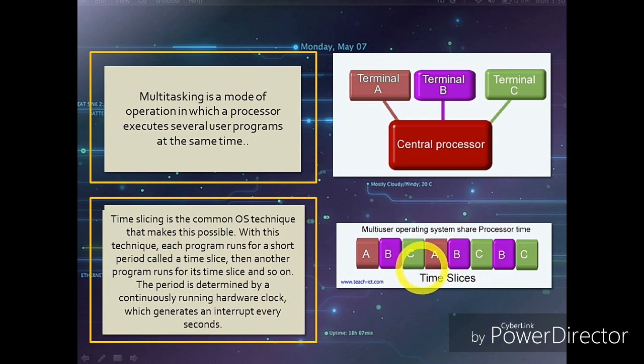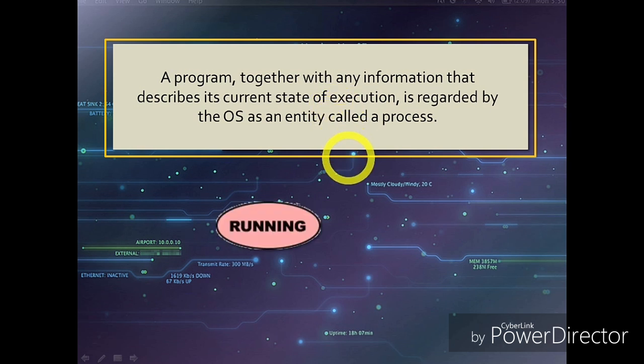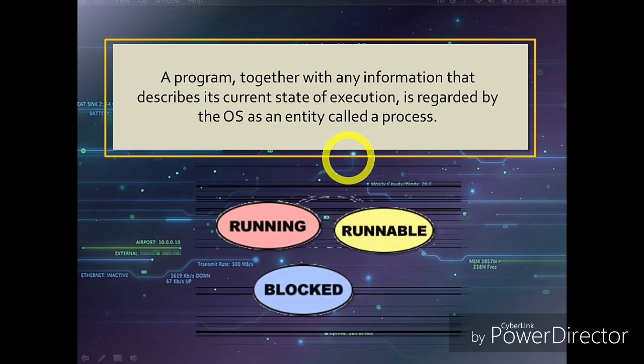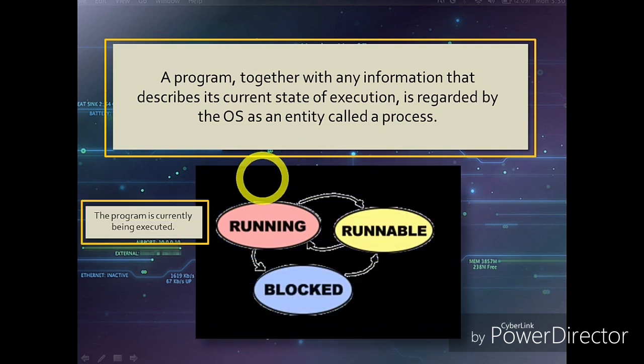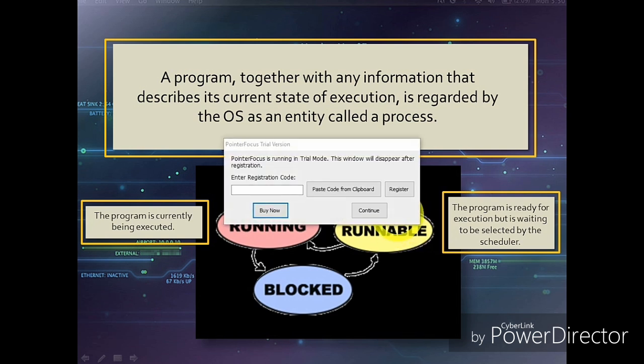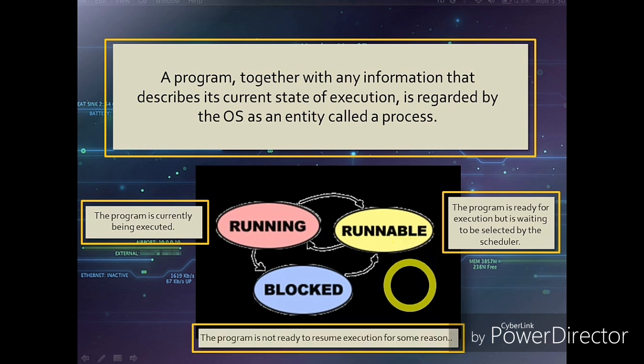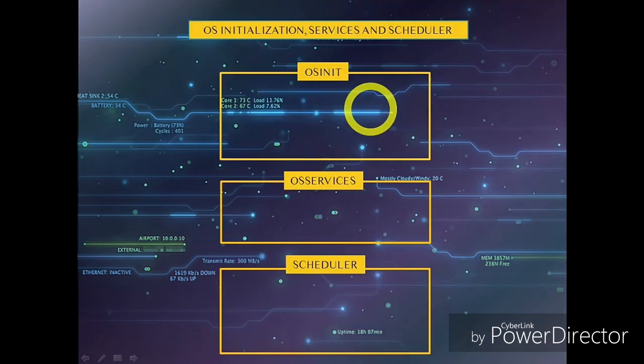The period is determined by a continuously running hardware clock, which generates interrupts. A program together with any information that describes its current state of execution is regarded by the OS as an entity called a process. A process can be in one of three states: running, runnable, or blocked. The running state means that the program is currently being executed. The process is runnable if the program is ready for execution but is waiting to be selected by the scheduler. The third state is blocked, which means the program is not ready to resume execution for some reason.